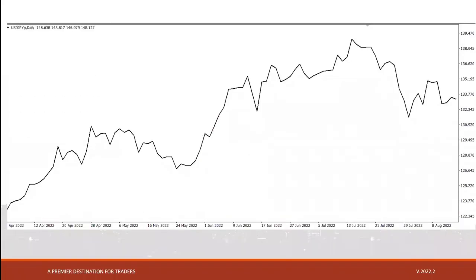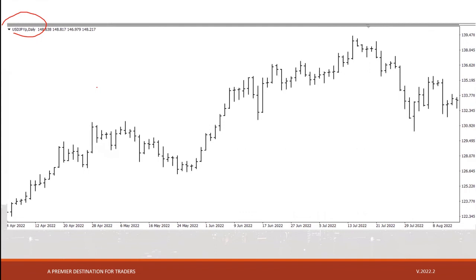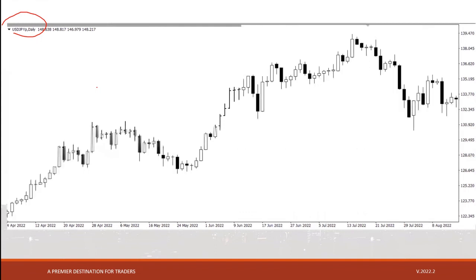Now, this is the line chart. So, just the visual contrast. This is the line chart, right? The same instrument is still USD against the JPY, on the daily time frame. This is the bar chart. You can see it's the same instrument. This is the candlestick chart. So the line chart, the bar chart, and the candlestick chart show us basically price movements.